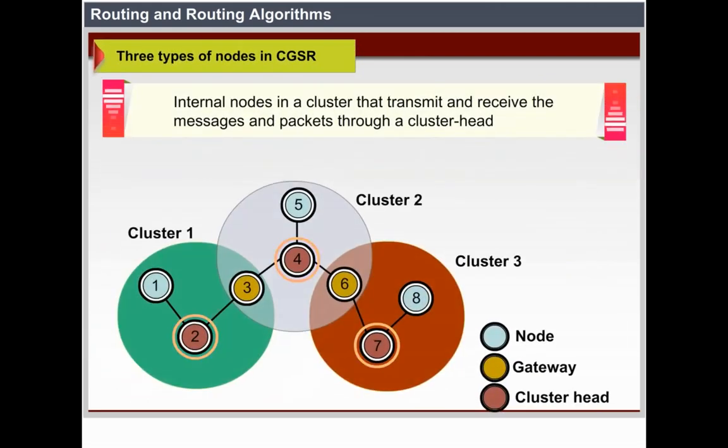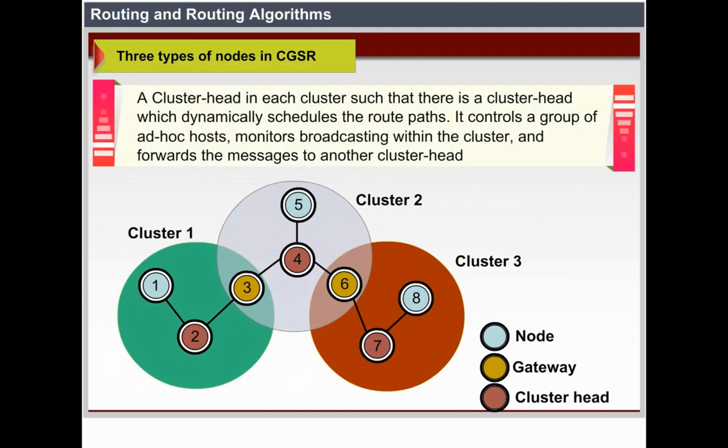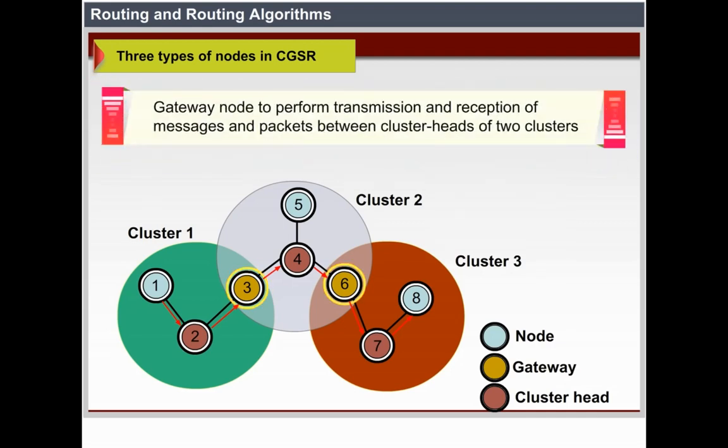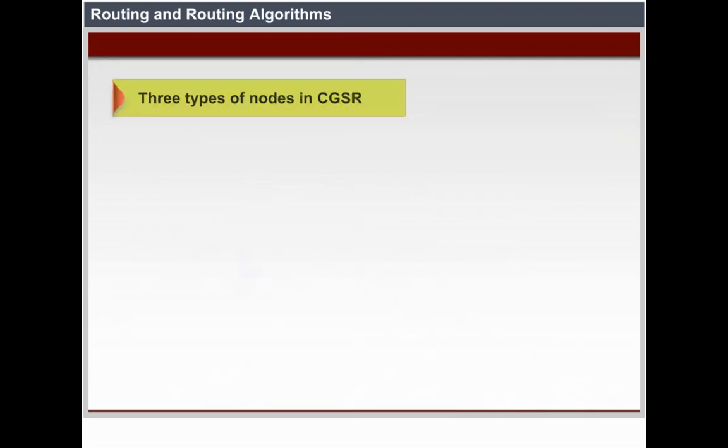Internal nodes in a cluster transmit and receive messages and packets through a cluster head. Each cluster has a cluster head which dynamically schedules the route paths. It controls a group of ad hoc hosts, monitors broadcasting within the cluster, and forwards the messages to another cluster head. The gateway node carries out transmission and reception of messages and packets between the cluster heads of two clusters.